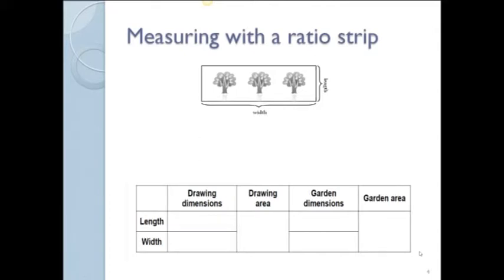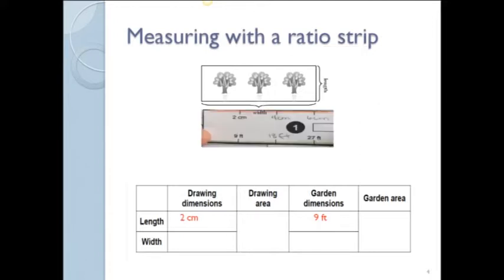Let's try using the ratio strip to measure the dimensions of this drawing of a garden. The length of the picture is 2 centimeters, so the actual length of the garden is 9 feet. The width of the picture is 6 centimeters, so the actual width of the garden is 27 feet. Notice also that we can multiply both length measures by 3 to arrive at the width measures. Or we can multiply both drawing dimensions by 4.5 to arrive at the garden dimensions. So we can conclude that these are equivalent ratios.